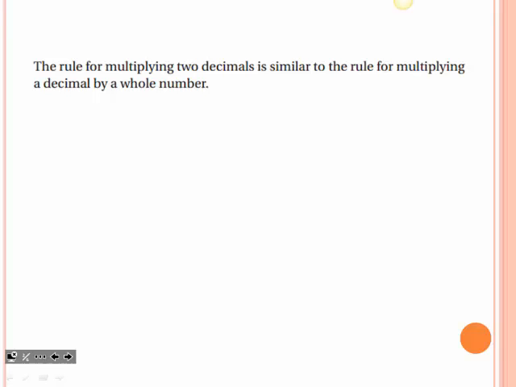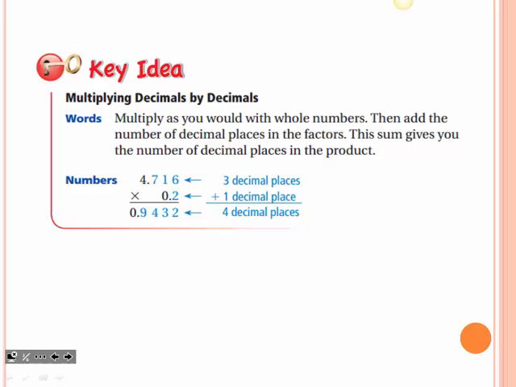So the rule for multiplying two decimals is very similar to the last rule we used in the last video when we multiplied decimals and a whole number. They're pretty much exactly the same. There's only one thing we're going to add on. So in this case, when you're multiplying decimals by decimals, you need to count all of your decimal places.